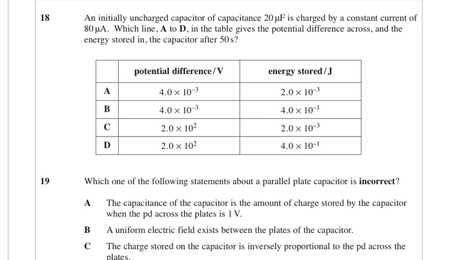An initially uncharged capacitor of capacitance 20 microfarads is charged by a constant current of 80 microamps. Which line, A to D, gives the potential difference and the energy stored in the capacitor after 50 seconds? So to get V, we would do Q over C. So we need to work out Q, which would be 80 microamps times 50, which is 4 times 10 to the minus 3. Let's divide that by the capacitance, 20 times 10 to the minus 6, which gives you 200, or 2 times 10 to the minus 2. So that eliminates the first two.